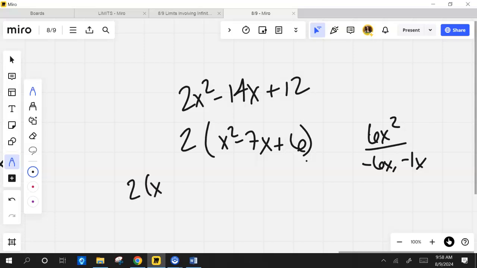So I have x squared minus 6x minus 1x plus 6. This always throws everybody. Just keep writing it. Keep coming down with it. All right, let's flash it.